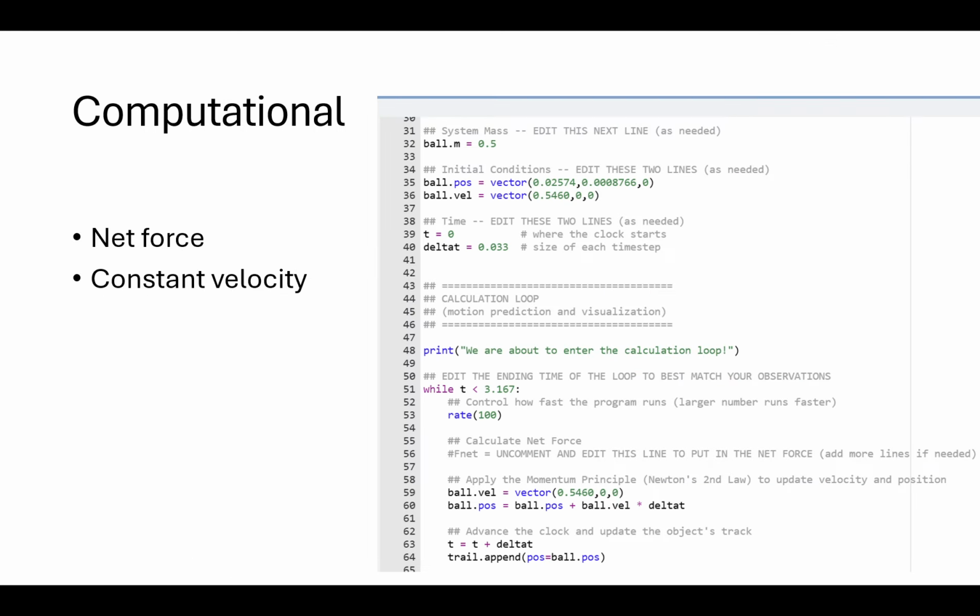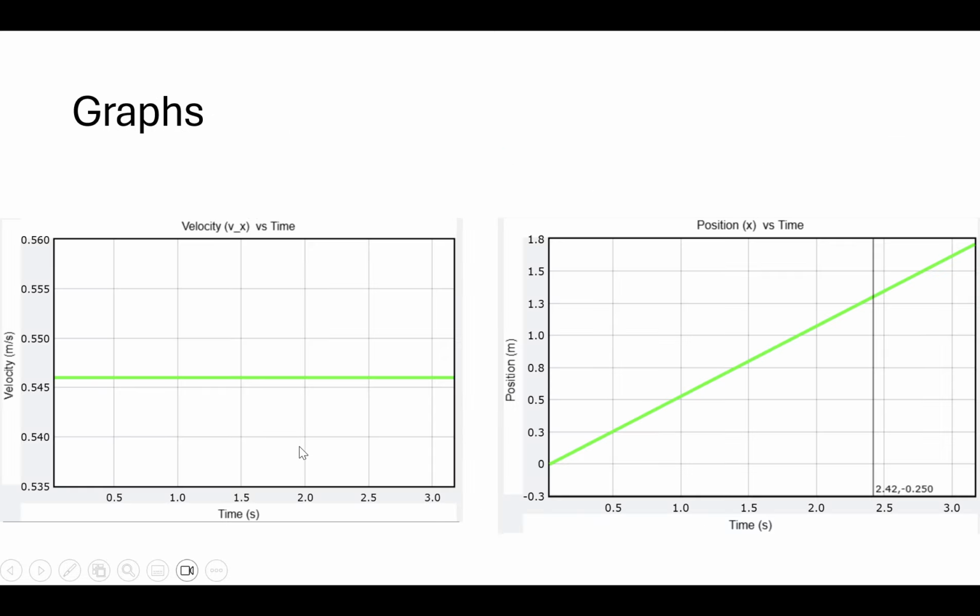So, some computational work. For delta t, I just used the first number of frame, which was 0.033. And for ball velocity, although we do need to put in the velocity update formula, which had net force over mass, because net force was 0, I just didn't include it, so I only had the initial velocity. And here's our graph for the GlowScript model.